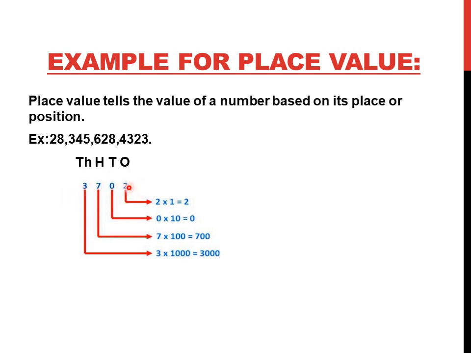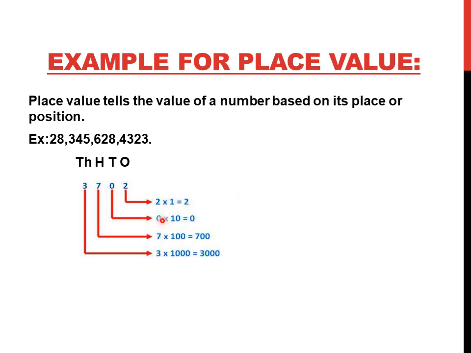In 3702 we have 2 ones, 0 tens, 7 hundreds, 3 thousands. How can we say that? I'll show you now. Here in ones place we have number 2. 2 is in which place? Ones place. So 2 into 1 equals 2.